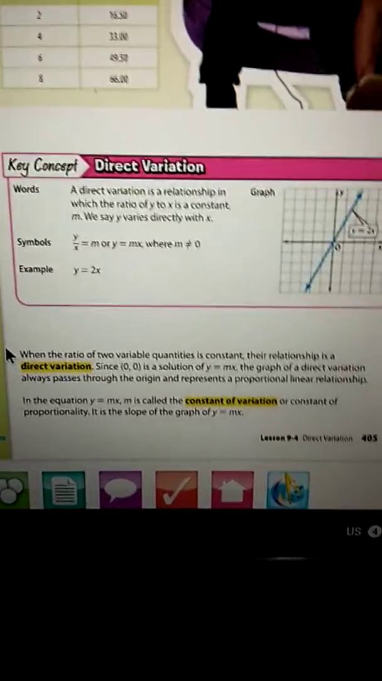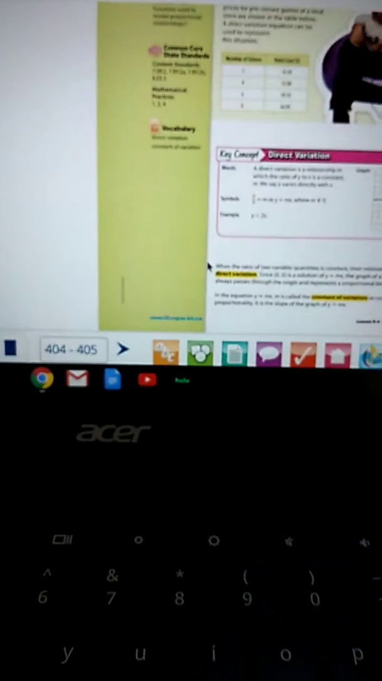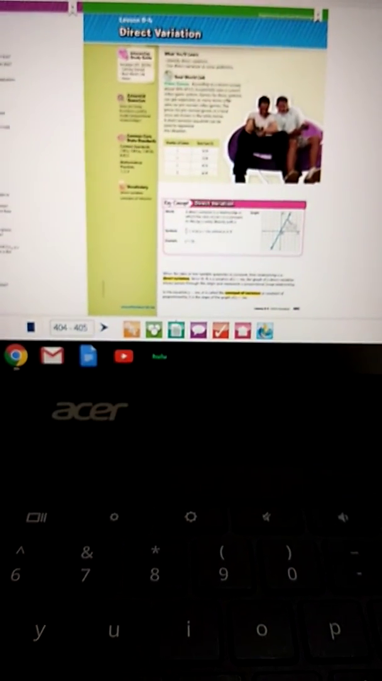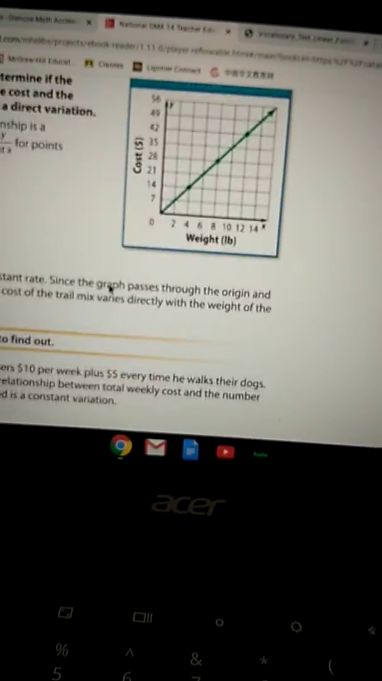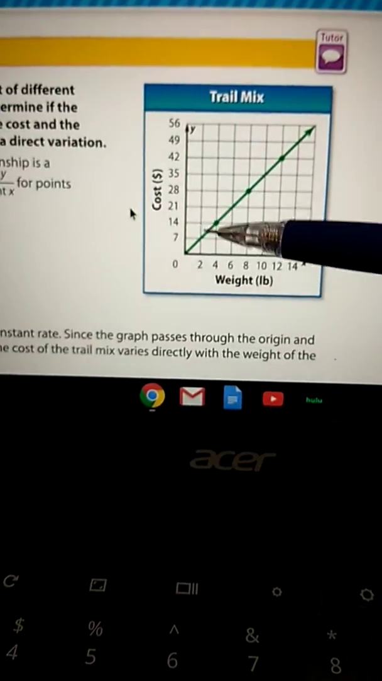Read this part in your book. It will tell you that it's also the slope. This constant is also the slope of the line. That's a very important thing. So if you ever get a graph, and you want to find the constant of variation, you just have to figure out the slope.